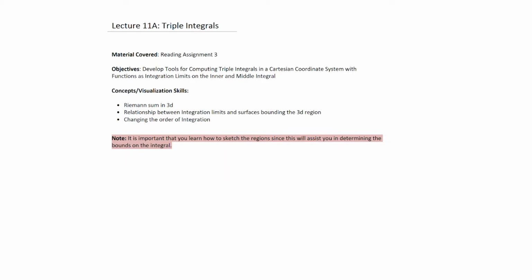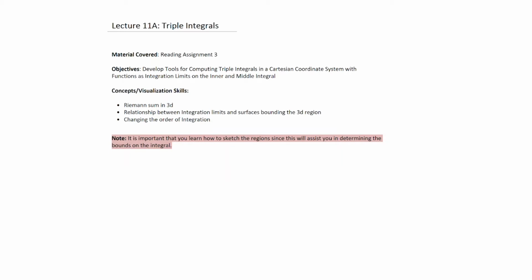So the objectives of this lecture are to develop the tools for computing triple integrals in a Cartesian coordinate system with functions as integration limits on the inner and middle integral. We won't deal with constant terms because it's relatively straightforward. We'll just go directly to having functions as being bounds on the integral.